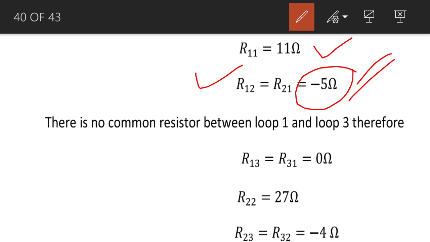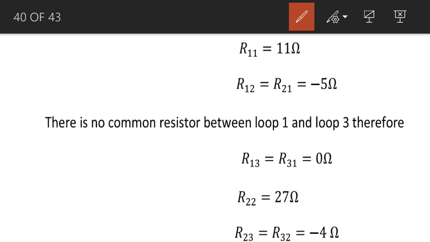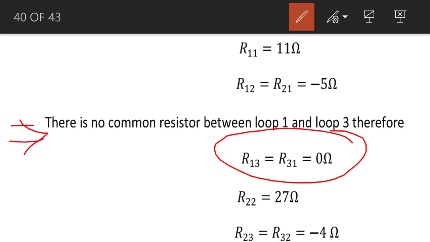Because the two loop currents I1 and I2 are in the opposite direction through this resistor. And if you consider loop number 1 and loop number 3, there is no common resistor between loop number 1 and loop number 3. Therefore, R13 will be equal to R31, that is 0.